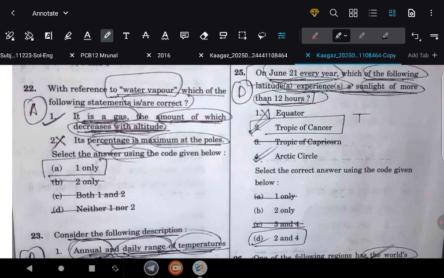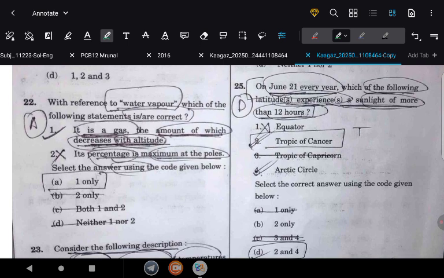The next question was with respect to water vapor: which of the following statements are right? It is a gas, the amount of which decreases with altitude. This question is covered in the NCERT, the physical geography NCERT. Yes, it is a gas, the amount of which decreases with altitude. Because there are trees and various agents, as a result of which evapotranspiration occurs, it would be captured in the troposphere, and as we go higher into the atmosphere, its quantity will reduce.